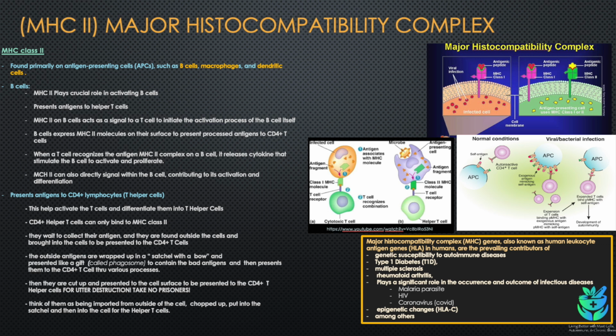The MHC class 2 is found primarily on antigen presenting cells, or APCs, and those are like your B cells, macrophages, and dendritic cells. On B cells, the MHC2 plays a crucial role in activating the B cells. It presents antigens to the helper T cells. So the B cells present antigens to the T cells.